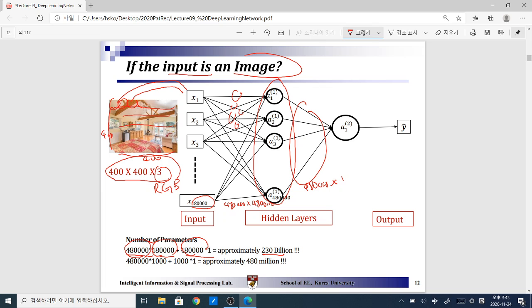Even if we simplify the number of hidden neurons and limit it to, let's say, 1,000. Okay, let's just say that rather than having 480,000 hidden neurons, let's limit it to 1,000. Then even with that number, that's going to be approximately 480 million weights, or parameters. So it becomes huge in terms of the size of those weights that need to be updated as it goes through the learning process.